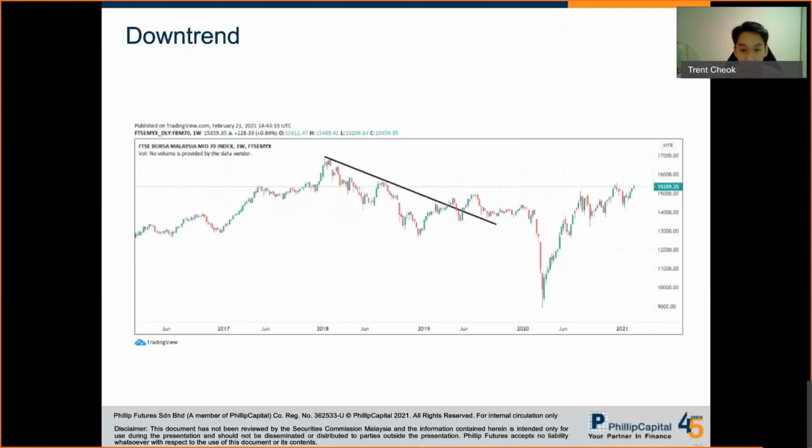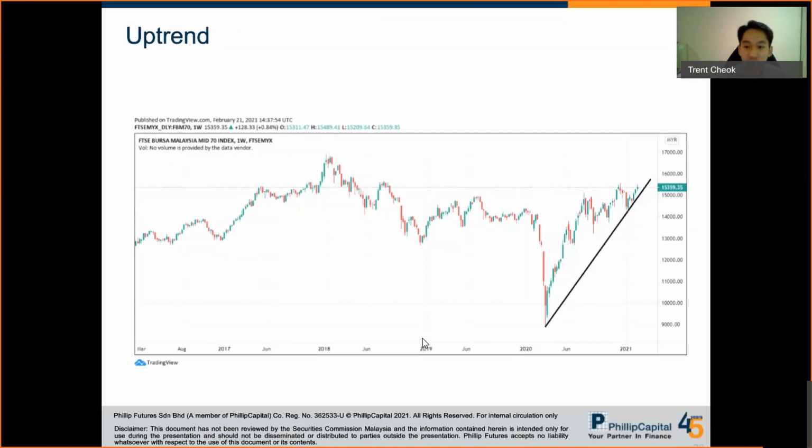Okay, so we have a chart here, which is the FM70 index. I will draw a line here to ease your visual, to help you look at it easily. Where's the high? Where's the lower high and lower low? Okay, you can see the trend line here. There's lower low and lower high. So during this period from 218 to 219, it's actually a downtrend in the FM70 index.